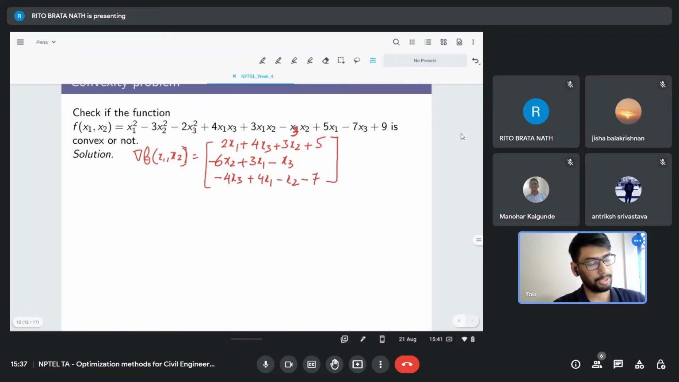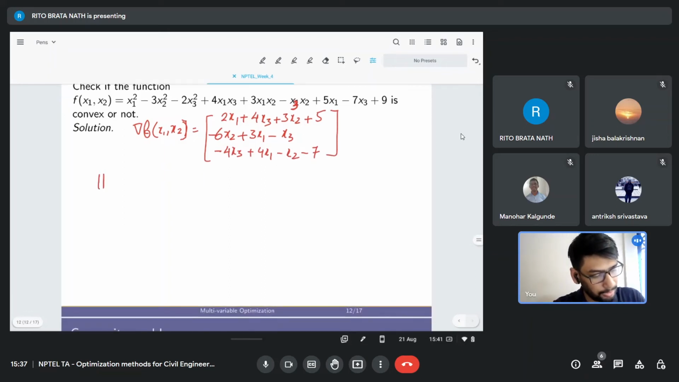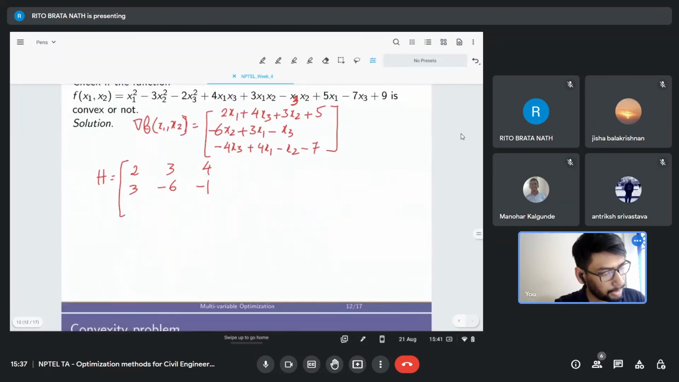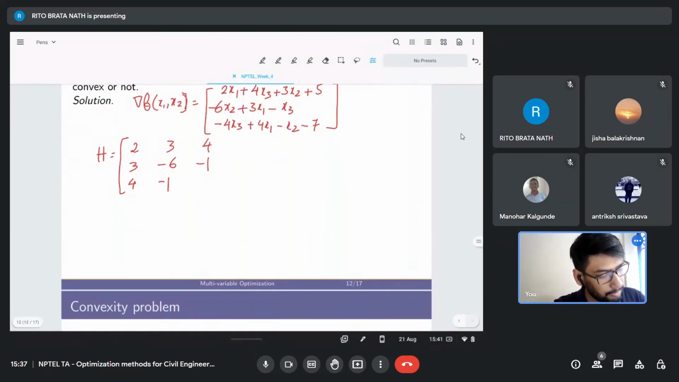So this is your gradient, and your Hessian will be, this will be 2, 3, 4, 3, minus 6, minus 1. Again, close. This is 4, minus 1, minus 4.